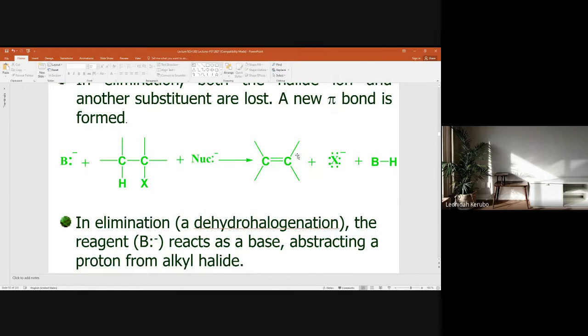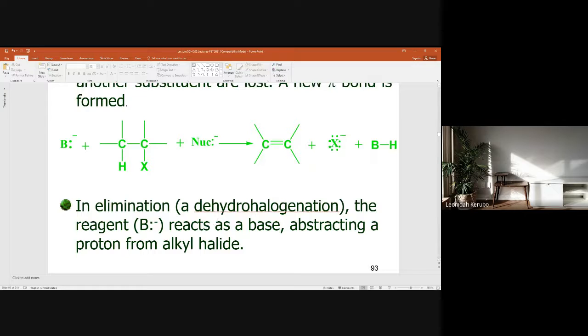So this is generally an elimination reaction. One of the most important reagents that is required is the base, to abstract the hydrogen or the proton on the carbon adjacent to the carbon which is bearing the halogen. In elimination, a dehydrohalogenation, the reagent B, the negative, reacts as a base, abstracting a proton from an alkyl halide.